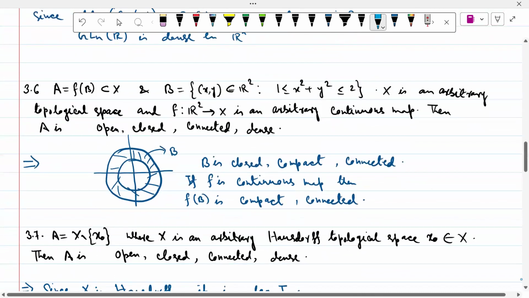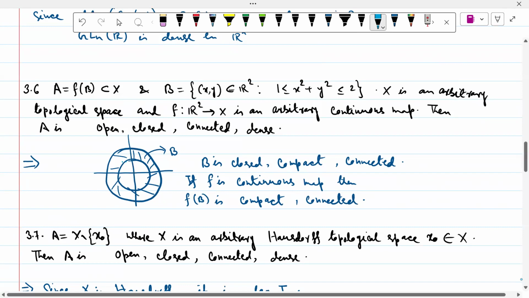Sixth question. So A equal to f(B), which is a subset of X, and B is given by this. So I draw. So B is like an annulus. So annulus means this is a closed and compact set. Because what is the definition of a compact set? Closed and bounded in R^n. So it is closed, compact, and connected.